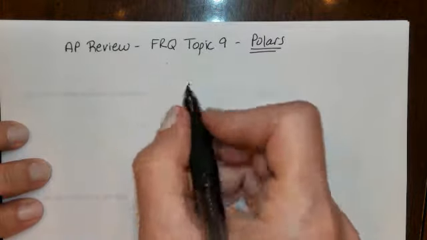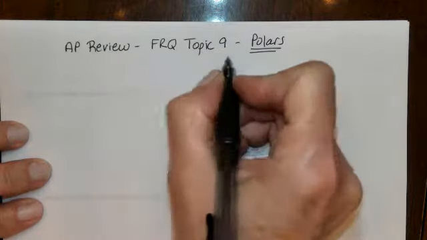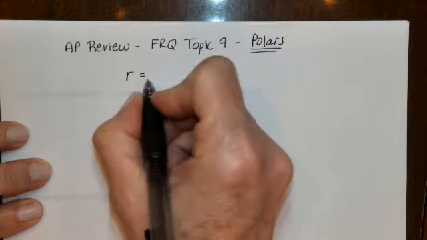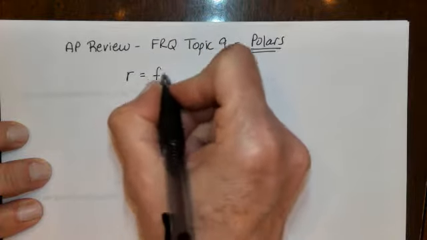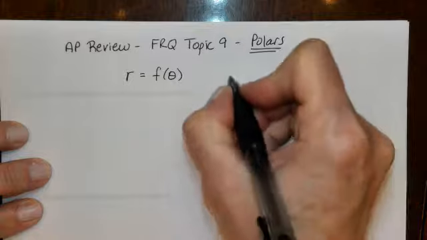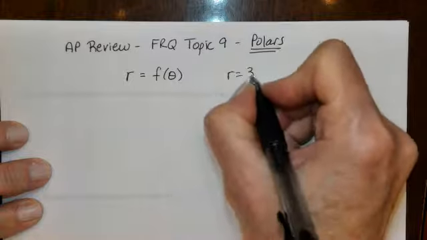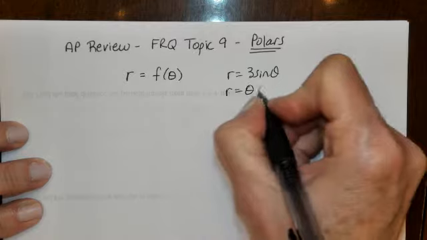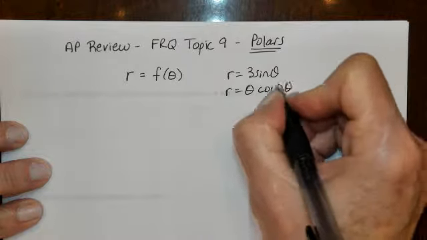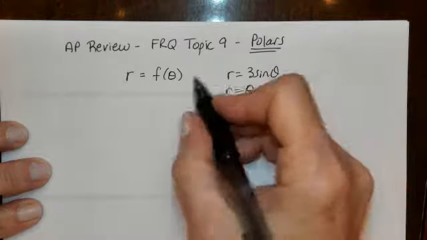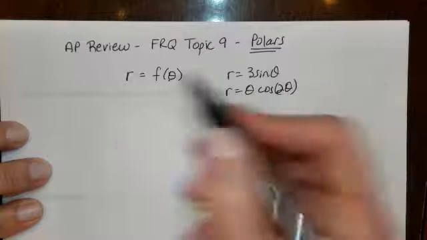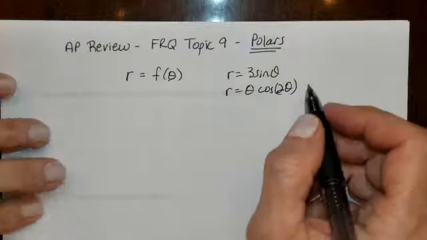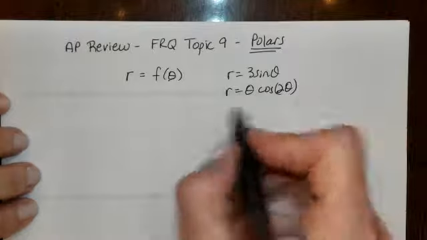examples that I have. In polar equations, we are given an equation in the form r is equal to some function of theta, right? So maybe it's r is equal to 3 sine theta, or maybe it's r is equal to theta cosine 2 theta. Whatever, there's some function of theta and r is equal to that function of theta. Okay, so we have a couple of different formulas that we need to know.